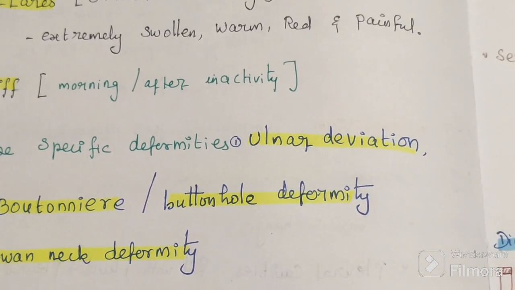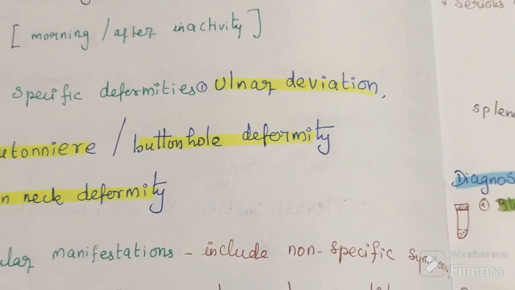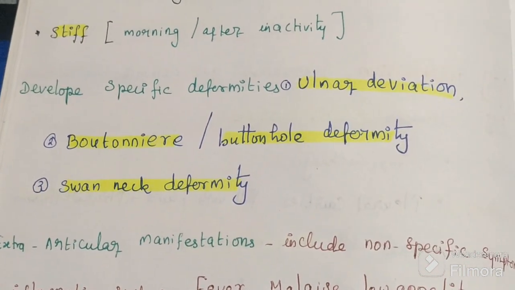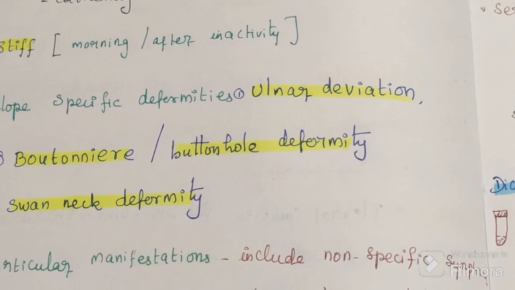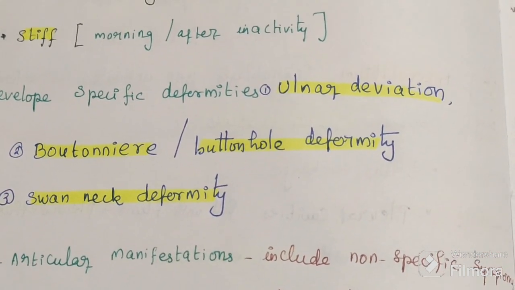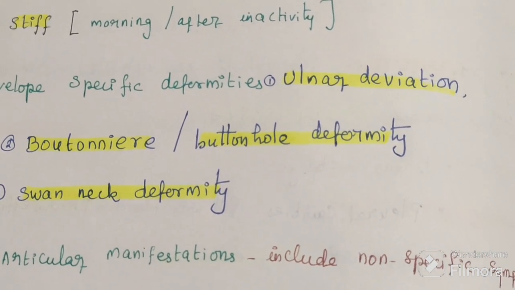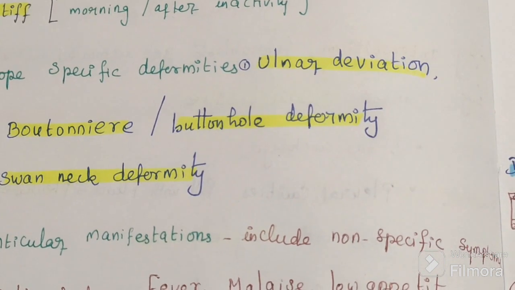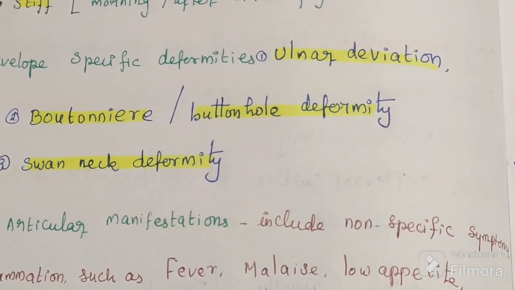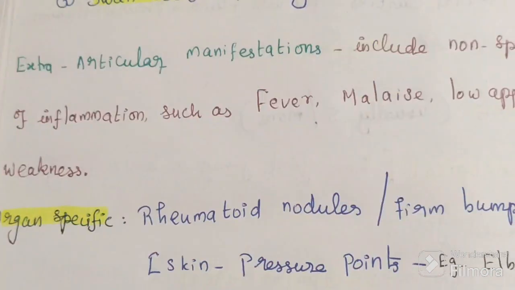People with rheumatoid arthritis may develop specific deformities. What are the deformities? Ulnar deviation, then swan neck deformities, then boutonniere or buttonhole deformities. These are the different types of deformities that will occur.